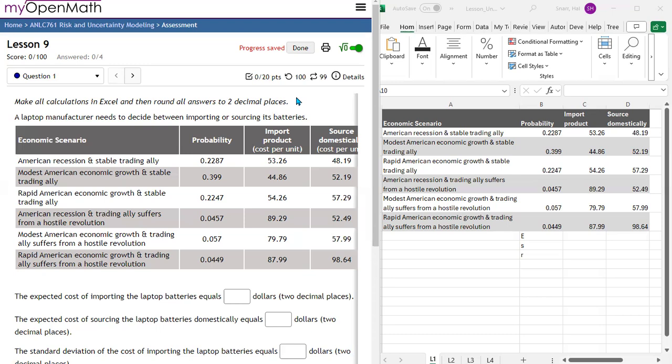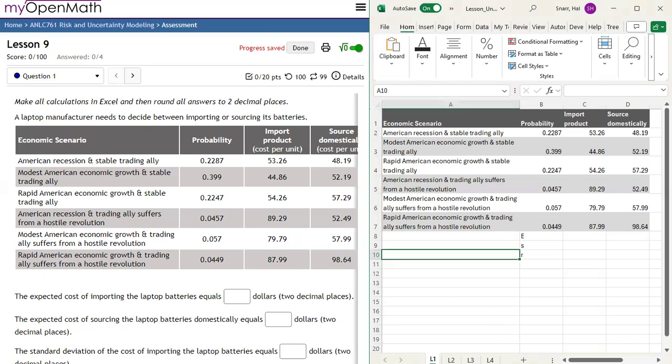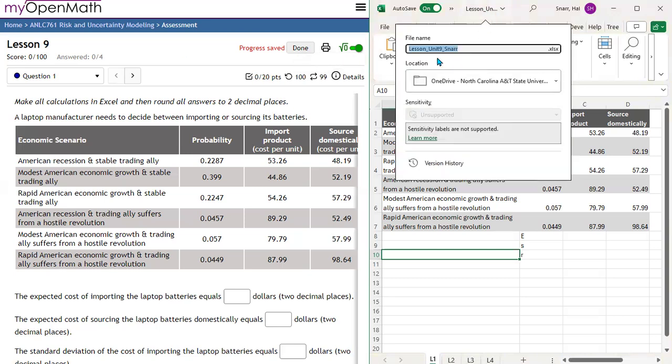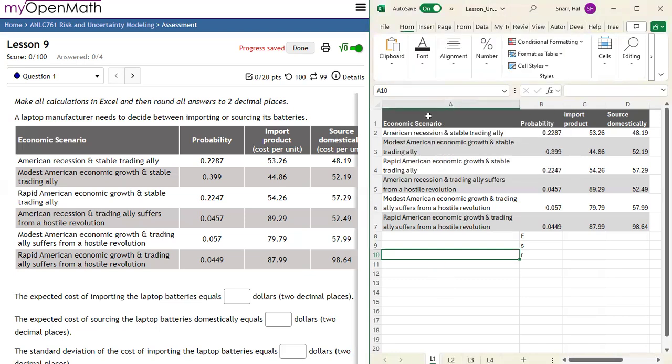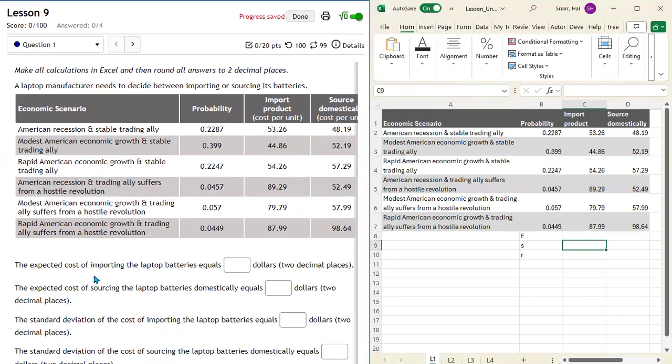Now, I've already copied the data in this table to my Excel worksheet. And the worksheet is named L1 because it's the first part of lesson 9. And I've saved it in lesson_unit9_lastname. Now, the first thing we want to do is calculate the expected cost of importing. E stands for the expected cost.